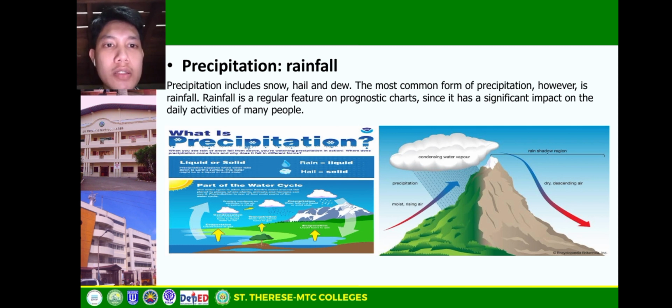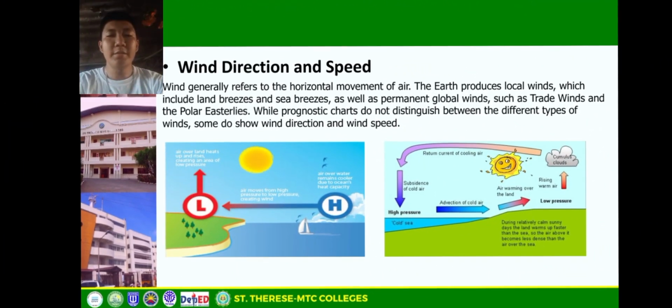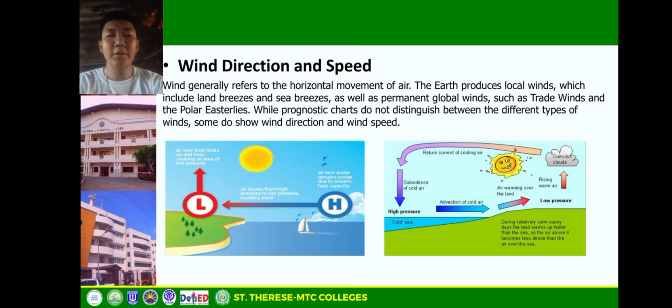Not all prognostic charts show rainfall using shading. Rainfall can still be determined, however, by referring to the isobars on the prognostic chart. Low pressure systems and cold and warm fronts are usually a good indication of rain. Wind direction and speed. Wind generally refers to the horizontal movement of air. The Earth produces local winds, which include land breezes and sea breezes, as well as permanent global winds such as trade winds and the polar westerlies.